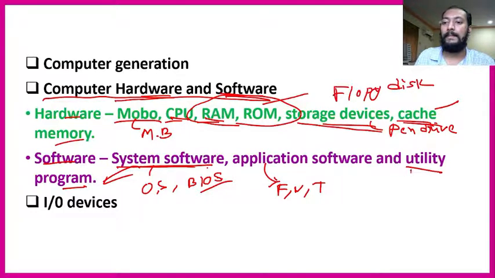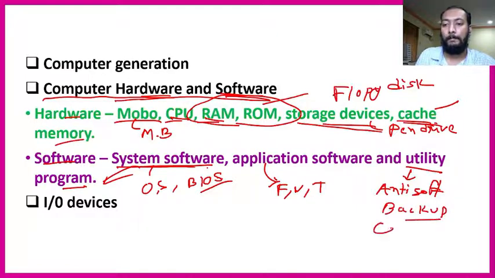Here we can look at different types of antivirus software, then any kind of backup software, or compiler. All these things come under utility software. We need to look at this also, because actually there is no separation. Utility software and system software are more or less the same, but due to the function of the program we have made them different.